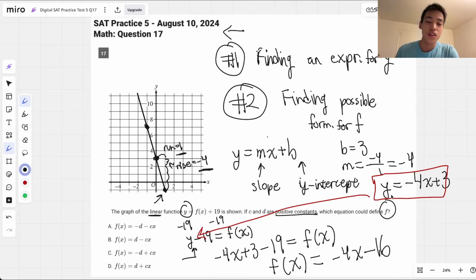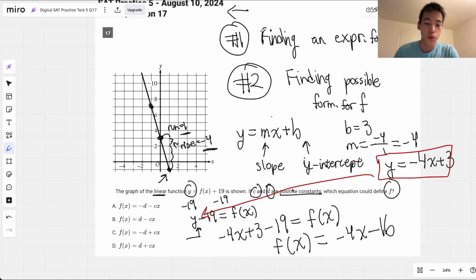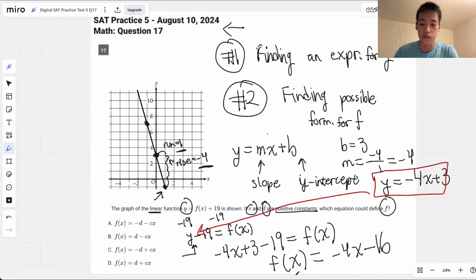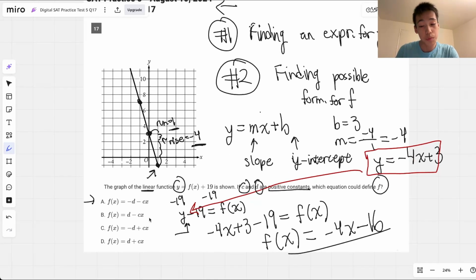So if we remember what we stored in the corner of our mind, alternatively, we could reread the problem, which is definitely a wonderful idea at any point of the problem. C and D are positive constants. So let's see which of the answer options matches this form that we have for f. So if we have A, f of x equals -d minus cx. And so we can see that it pretty much matches because, again, c and d are positive constants.